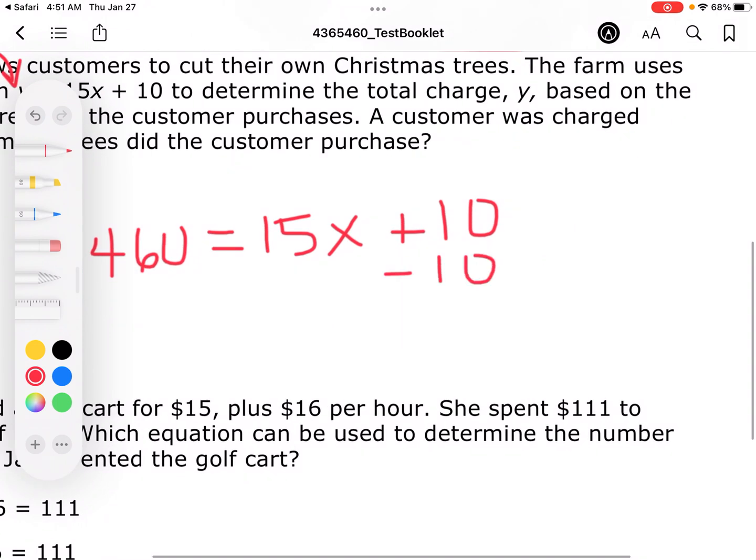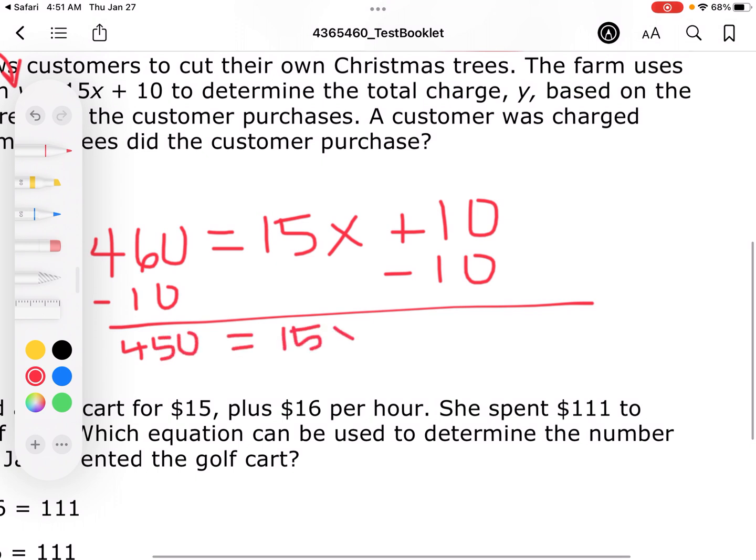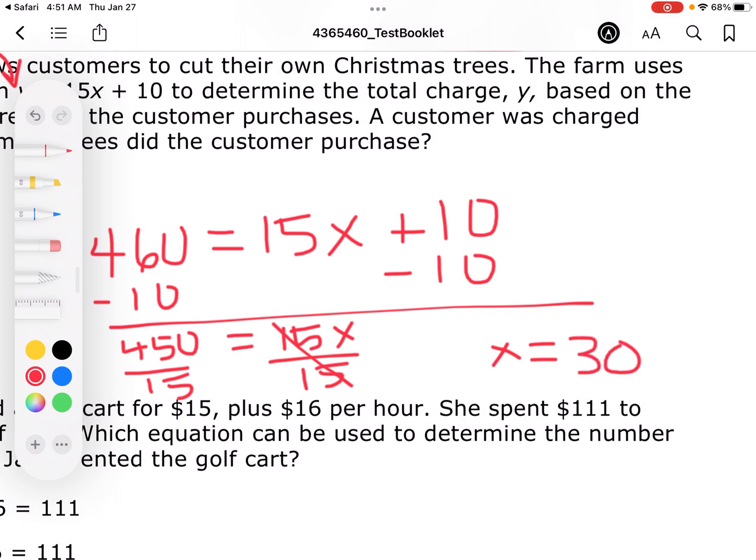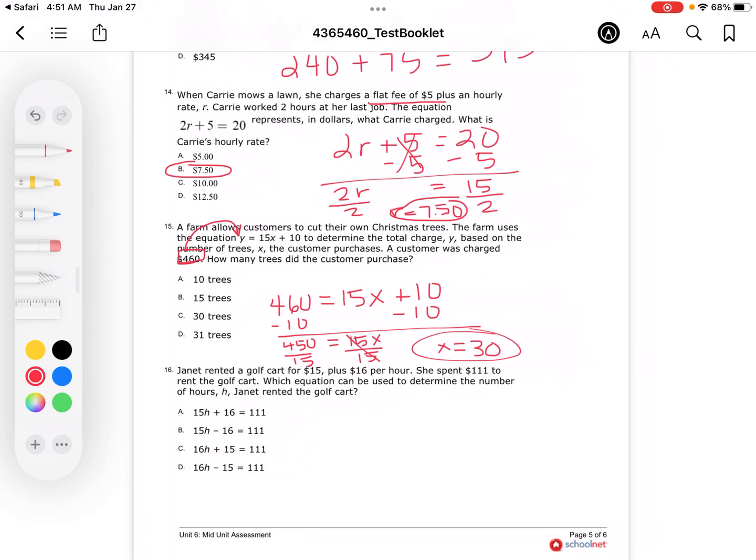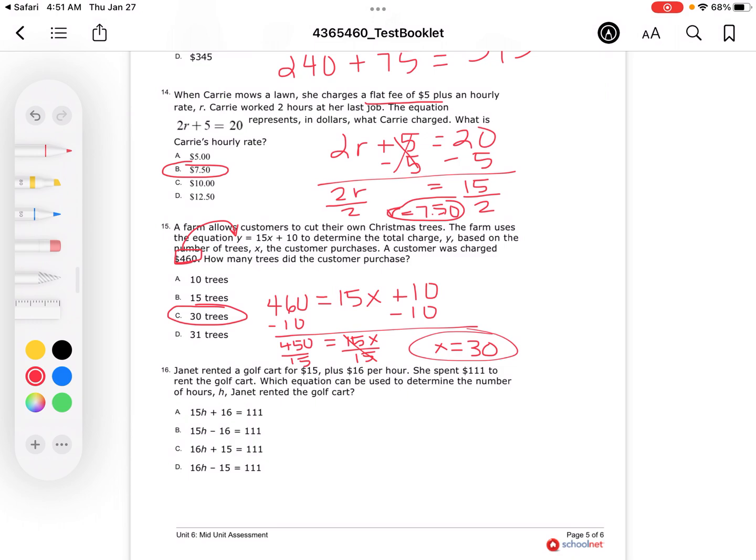Well, trying to get that x by itself. So x equals 30. Because 450 divided by 15 is 30. Seems like a lot of trees.